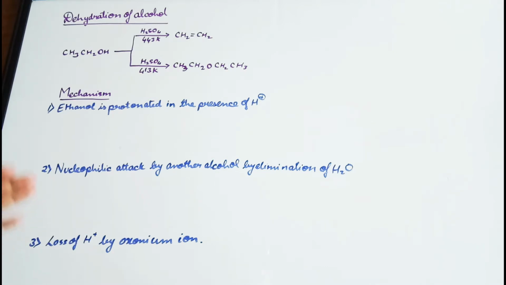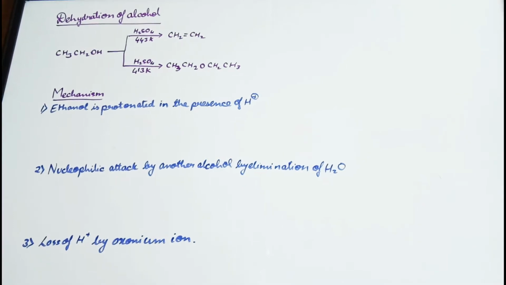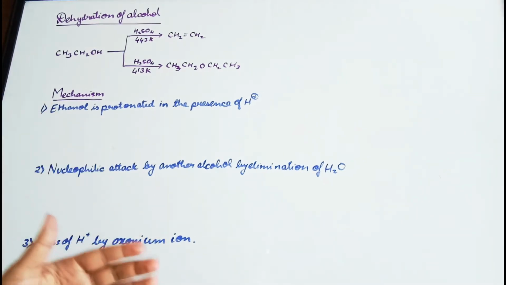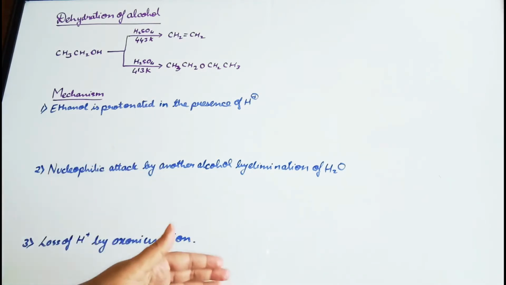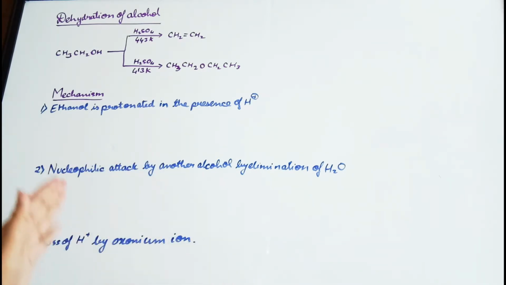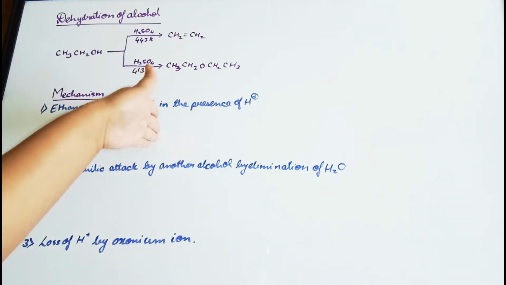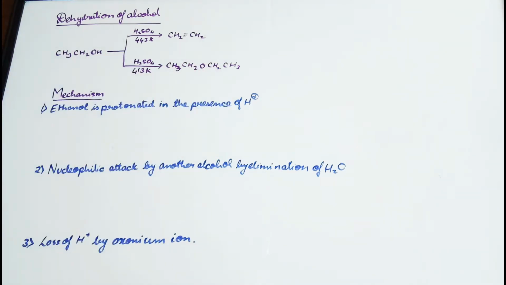Now, the reason why primary alcohols alone follow this particular reaction is because secondary and tertiary alcohols actually require milder conditions for them to get converted to an alkene. So we are using only primary alcohols. The first step is similar to what we studied in the previous mechanism. Ethanol is getting protonated in the presence of H+, and this leads to the formation of a protonated alcohol.